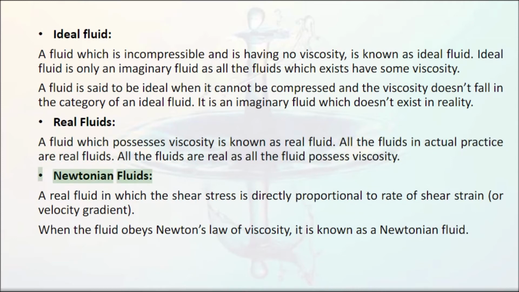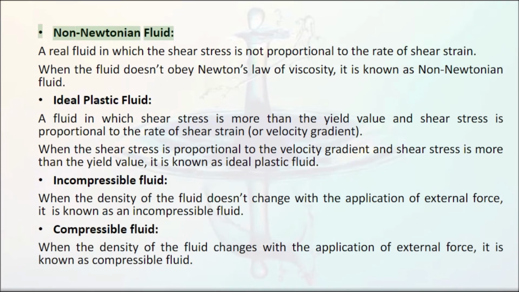Newtonian fluids. A fluid in which the shear stress is directly proportional to the rate of shear strain, or velocity gradient. When the fluid obeys Newton's law of viscosity, it is known as a Newtonian fluid. Non-Newtonian fluid. A fluid in which the shear stress is not proportional to the rate of shear strain. When the fluid doesn't obey Newton's law of viscosity, it is known as a non-Newtonian fluid.